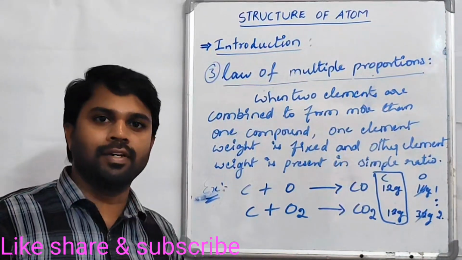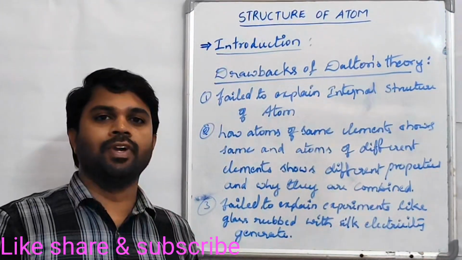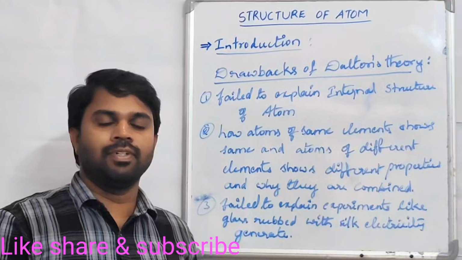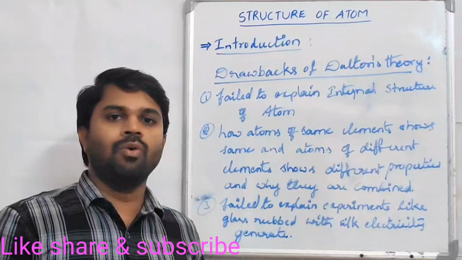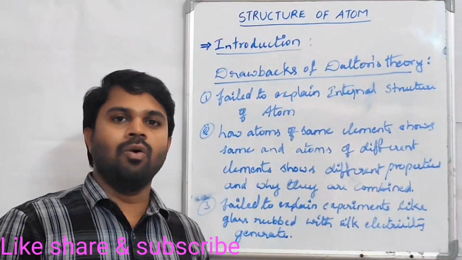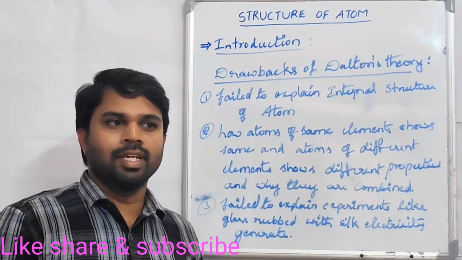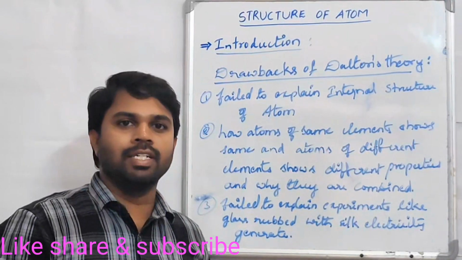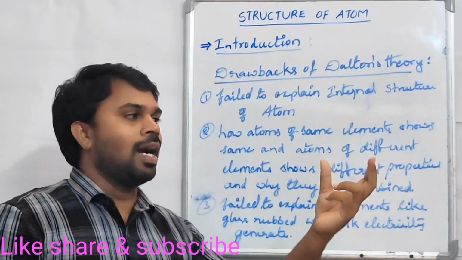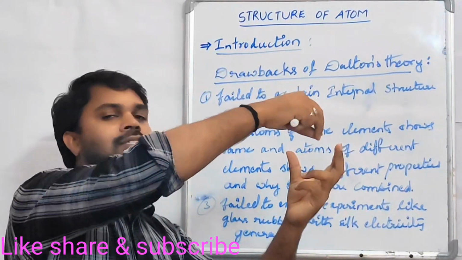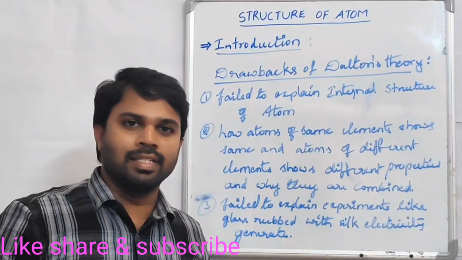Now come to the drawbacks of Dalton's theory. The main and first drawback is that it failed to explain the internal structure of atom. And the second drawback is it could not explain how atoms of the same element show the same properties, how atoms of different elements show different properties, and why they combine. And the third drawback is it failed to explain some experiments, like when I take glass and silk and rub the glass with silk, electricity is generated. How does this happen? This theory was not able to explain.